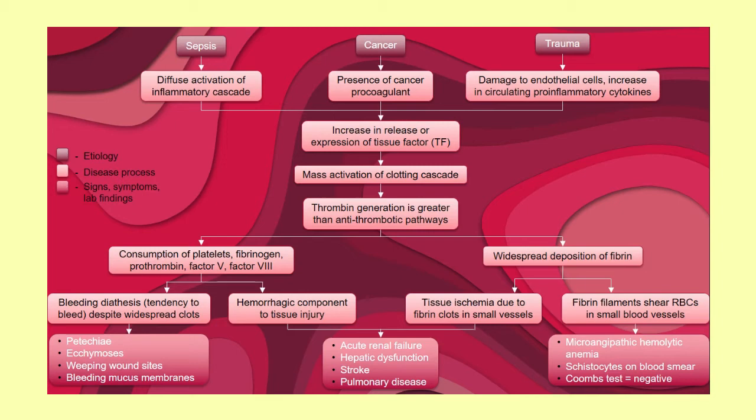The tissue ischemia due to fibrin clots in small vessels produces signs and symptoms such as acute renal failure, hepatic dysfunction, stroke, and pulmonary disease. Same with the hemorrhagic component, the tissue injury. So that is basically a summary of what occurs in the body with DIC.